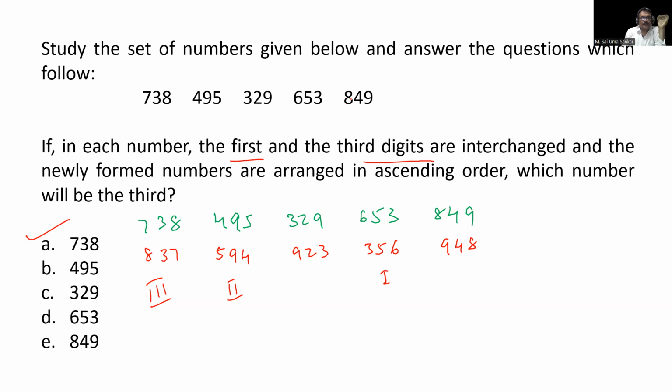So what is the first number? Obviously, 980. This is the first number, this is the second number, and this is the third number. What we require is the interchanged formed numbers in ascending order. Which number will be the third? 738. That is the answer. Just focus on the third digit only. Why? Because here the first and third digits are interchanged. Okay.